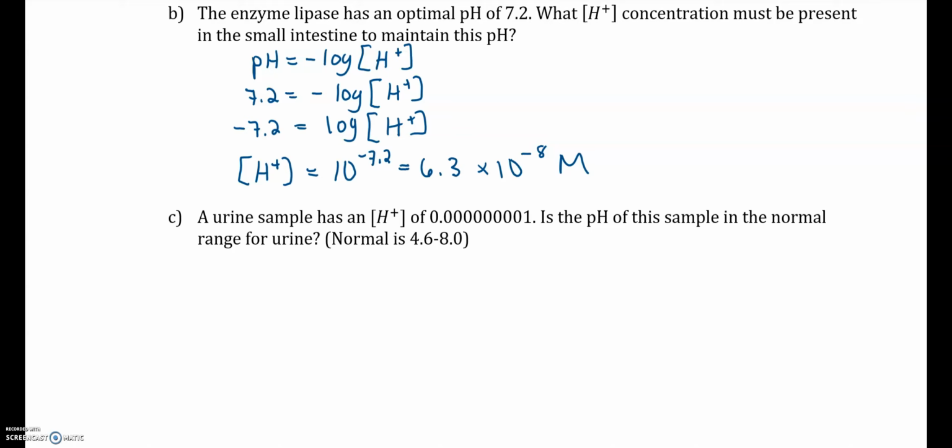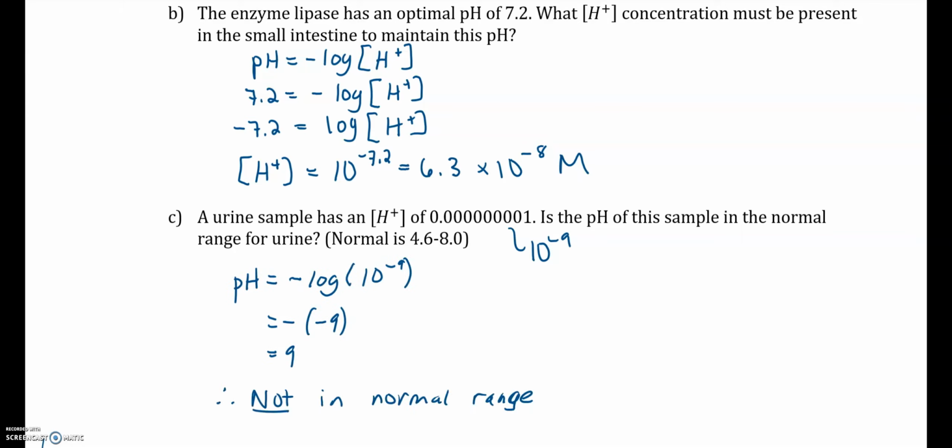Part C says a urine sample has an H plus of 0.000000001, which is equivalent to 10 to the power of negative 9. And it says, is the pH of the sample in the normal range for urine? Recall that the normal pH for urine is between 4.6 and 8.0. So let's calculate the pH for this hydrogen ion concentration. We find that it has a pH of 9. Therefore, this sample is not in the normal range for urine.